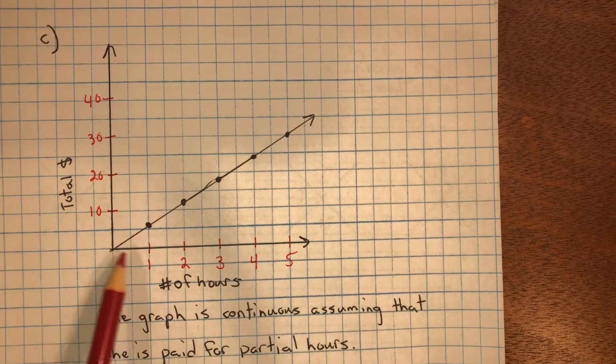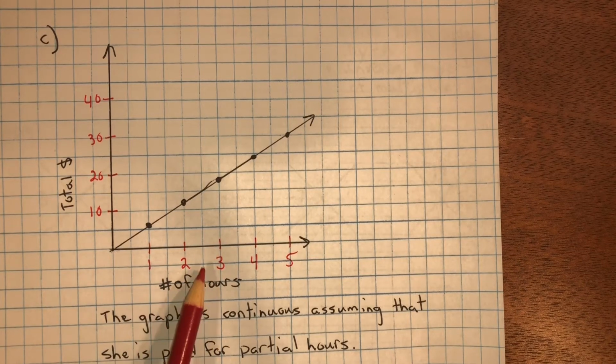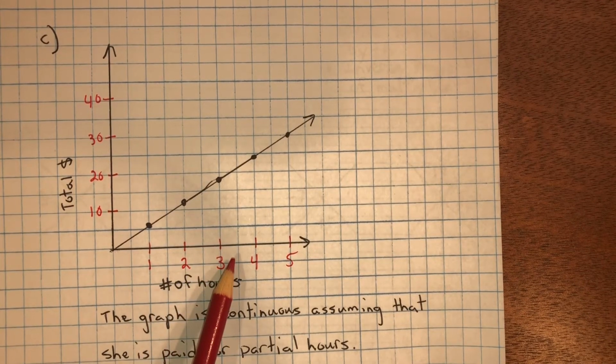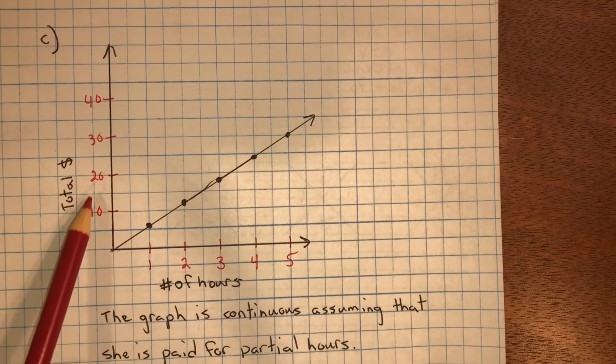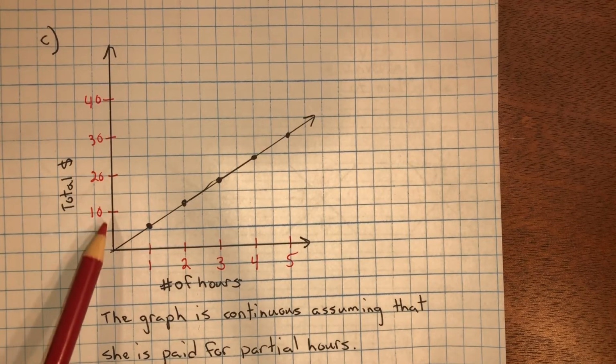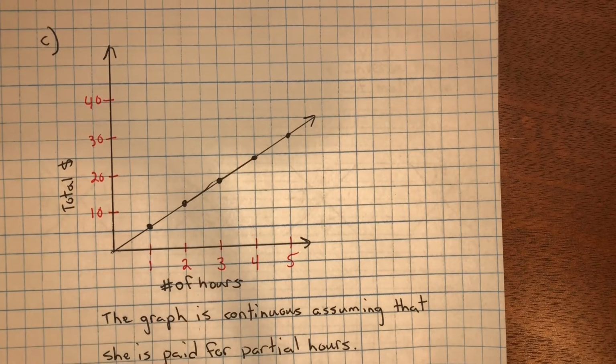If you were to say this was a continuous graph, you could say you can break hours into partial hours. So you can have a fraction of an hour and you can have a fraction of money. So you would connect the points.